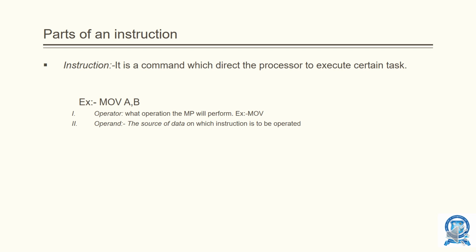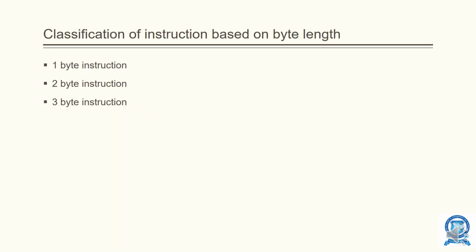The source data on which the instruction is to be operated is what we call the operand, and the operator means the operation to be performed. So here, in this operation, MOV represents the operator and A and B represent the operands. Now let us classify the instructions.